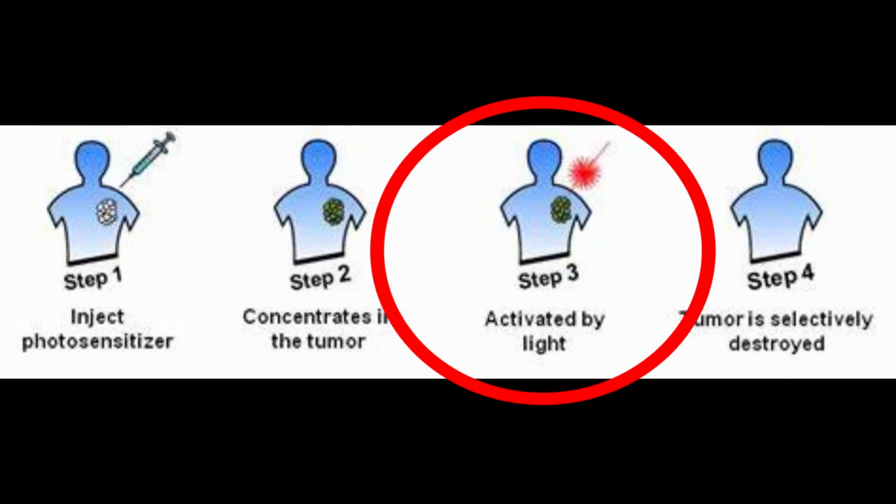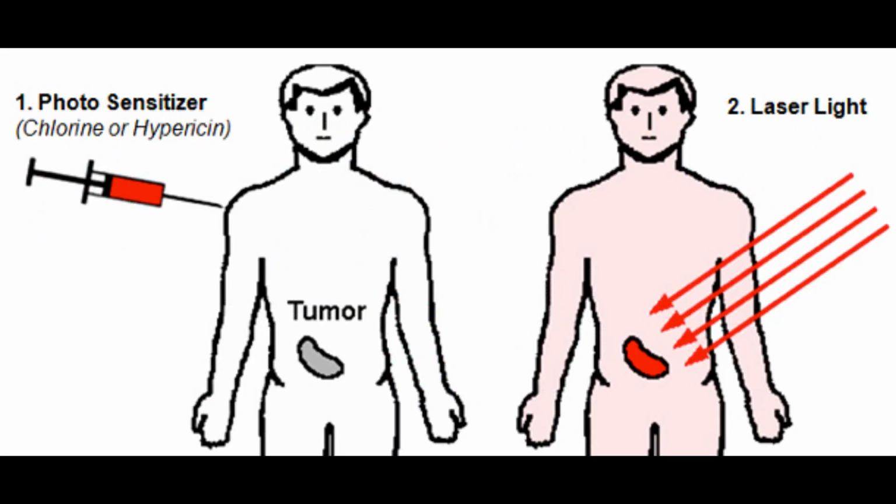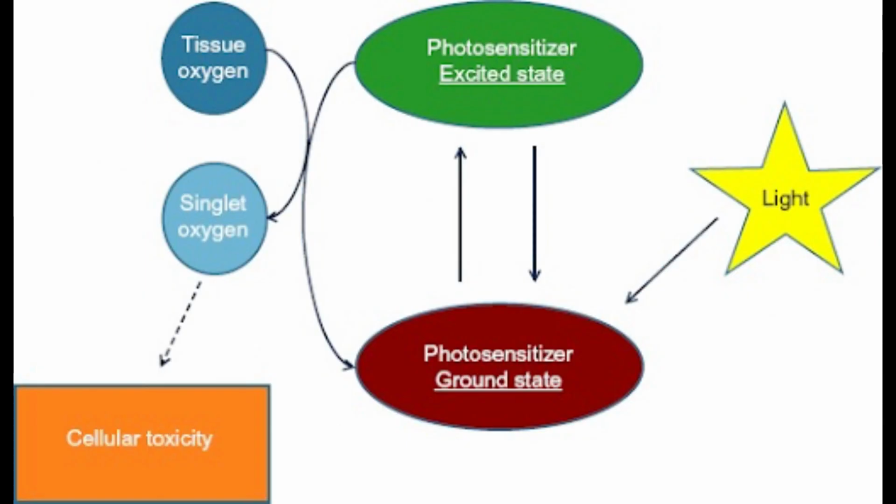Step 3 is the light activation step, in which light is shined at a certain wavelength at the affected area to kill cancerous cells. The photosensitizers in the tumor absorb the light and produce an active form of oxygen that destroys nearby cells.